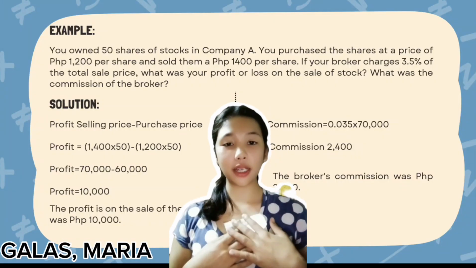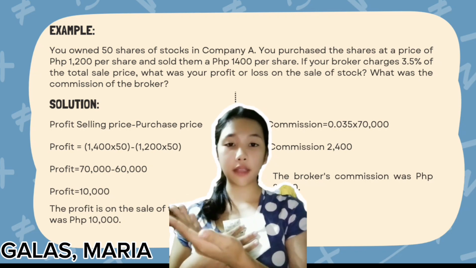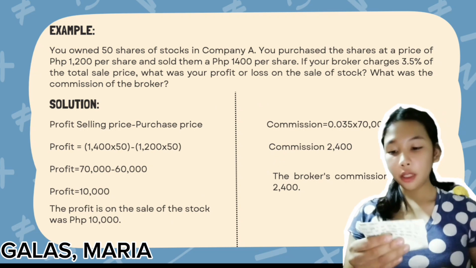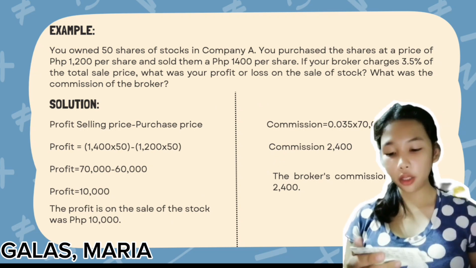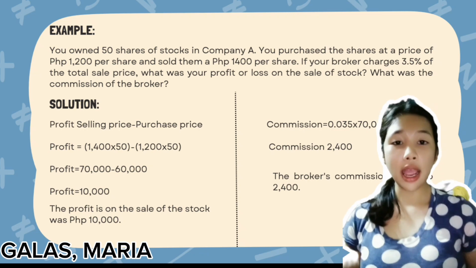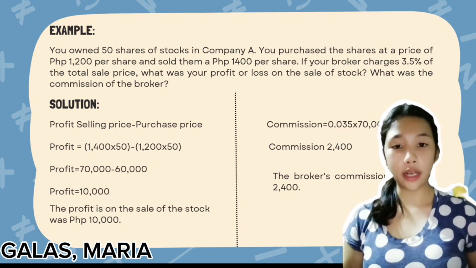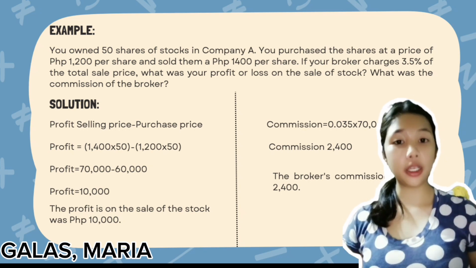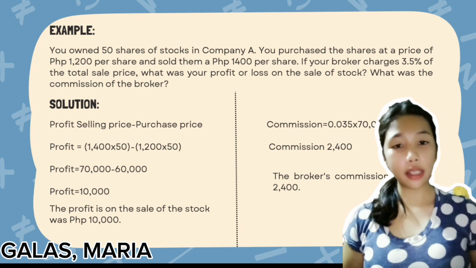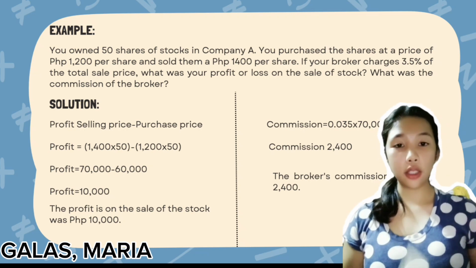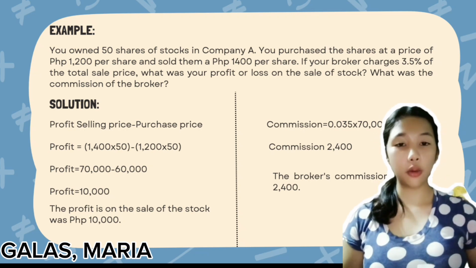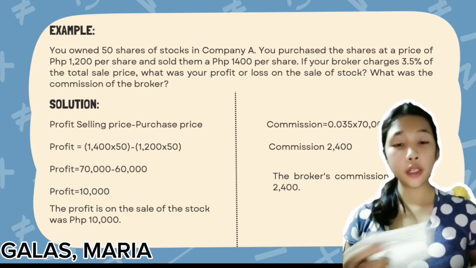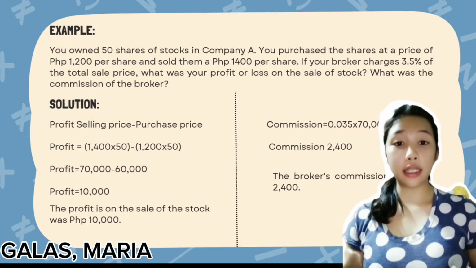Good afternoon, everyone. My name is Maria Rachel Bigalas, and this is the example of market value in stock. First, we need to find the profit or loss of the sale of stock. To find this, we need to multiply the sales price, which is 1,400, and the purchasing price, which is 1,200, by 50 shares in your company. So 1,400 times 50 is equal to 70,000. 1,200 times 50 is equal to 60,000. Next, subtract: 70,000 minus 60,000 is 10,000. So the profit of the stock is 10,000.